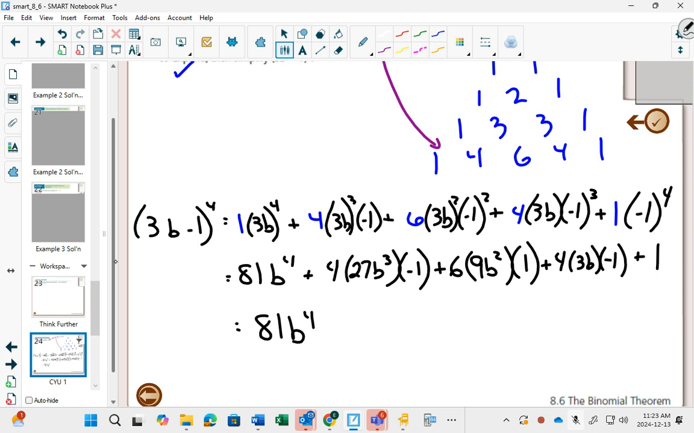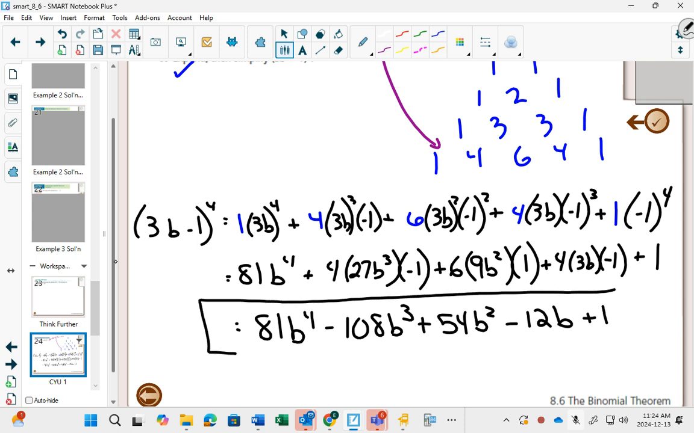And now I can do the rest of this. I don't have anything more, but here, negative 4 times 27 is going to be negative 108b cubed. 6 times 9 is 54b squared. 4 times 3 times negative 1 is minus 12b, plus 1. And there we have our final answer, simplified and combined everything together. So we use our Pascal's triangle to get the numbers in front. Then we use the pattern.